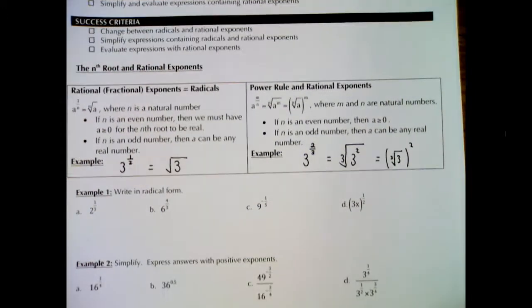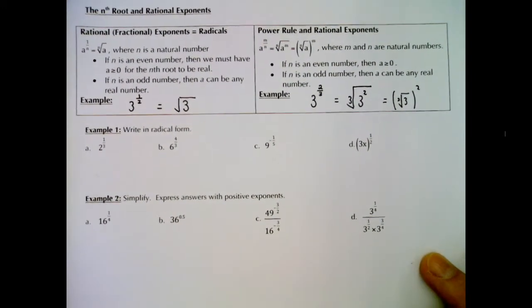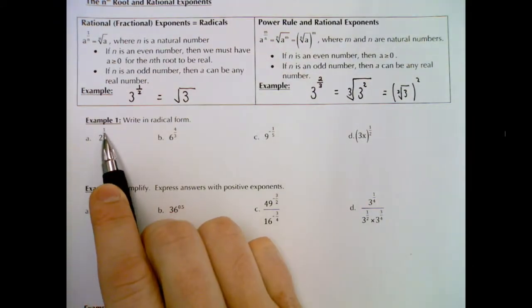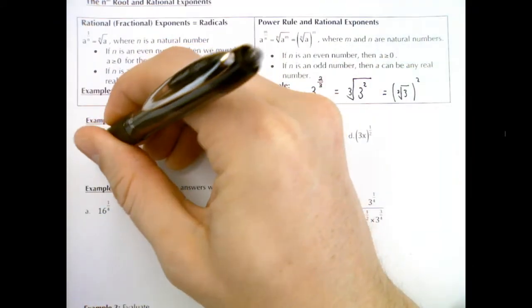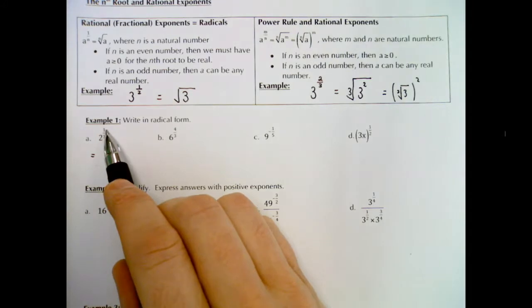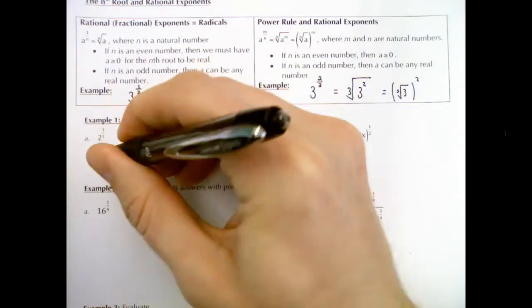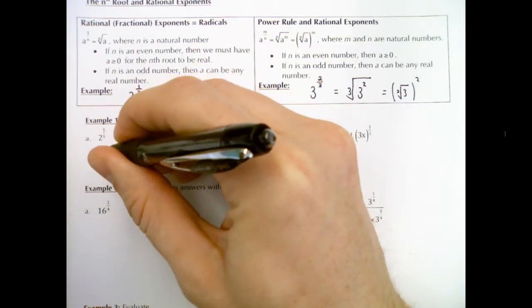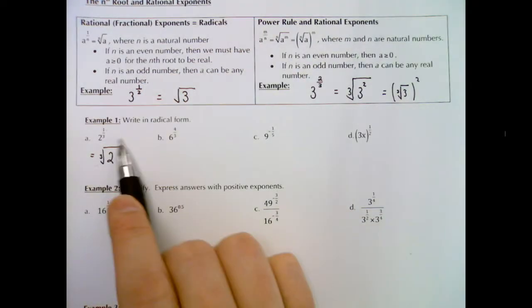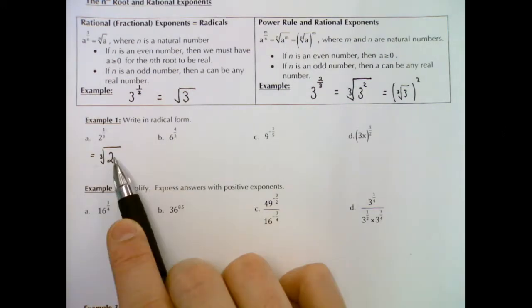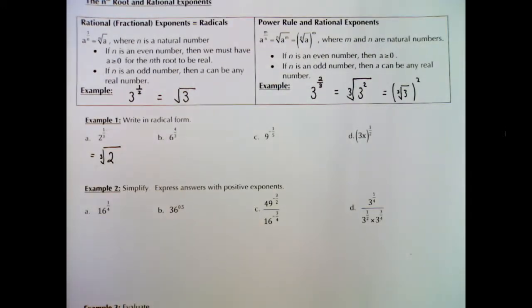So let's try a couple examples here. I'll leave the rules up there. We're going to turn these 4 expressions into radical form. So we've got 2 to the exponent 1/3. Well, the exponent, or the numerator, is 1. So the exponent on 2 becomes 1, and the denominator is 3, so it becomes the third root of 2. And that's written in radical form. It's not evaluated because we don't have a final answer. This is the radical form, and that's what the instructions say, write in radical form.